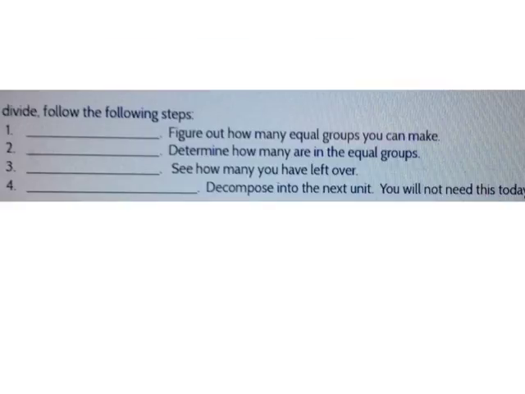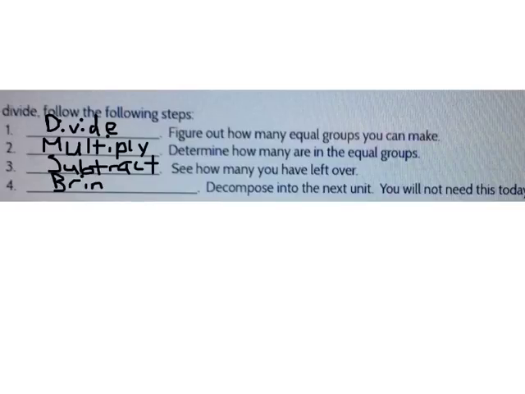So when I'm dividing, I can follow 4 steps. First, divide. Split the largest place value into equal groups. Then, multiply to see how many you used in your groups. After I multiply, I can subtract to see how many are left over. And you won't do this today, but when we get into larger place values, we'll bring down to decompose into the next unit.